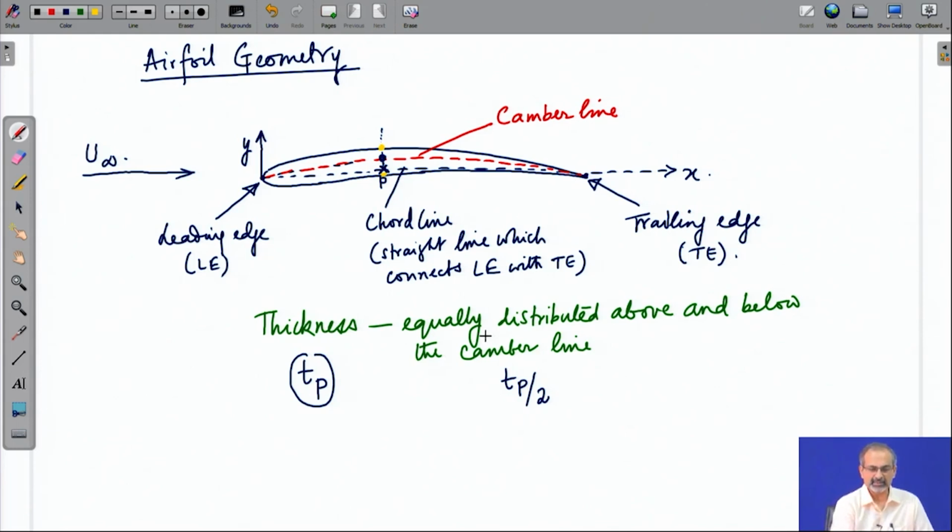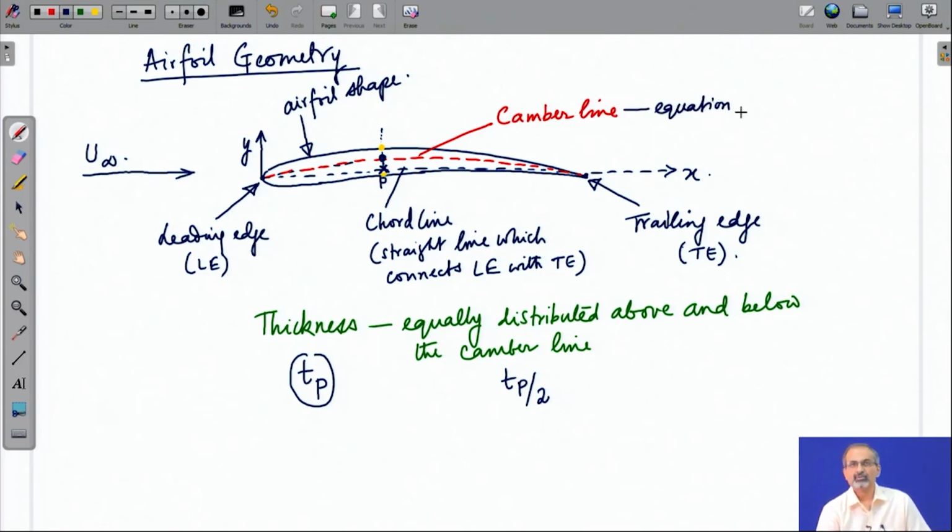Now, this principle is followed at all points along the camber line in order to give rise to this airfoil shape. That means, we begin from the equation of the camber line. If we have the equation of the camber line available, to that equation we have to just add Tp by 2 and subtract Tp by 2 as a function of x.